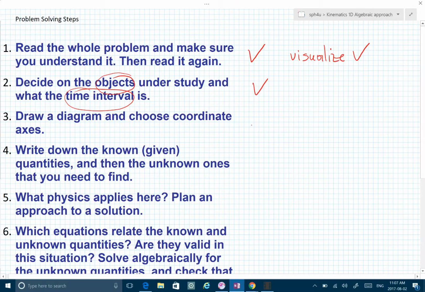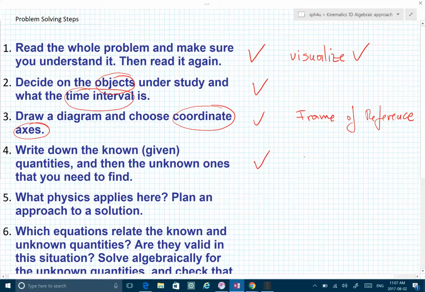Going back to visualizing, we have to draw a diagram, and we have to, very important, choose a coordinate axis, right? Which means we have to be able to choose a frame of reference. And why are we doing that? Because we're going to deal with vectors, and we have to be consistent with our directions. We have to be able to figure out the given information. So remember, the given information could be implicit and could also be explicit.